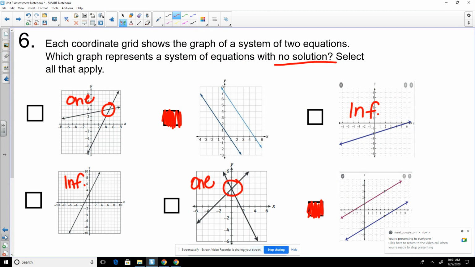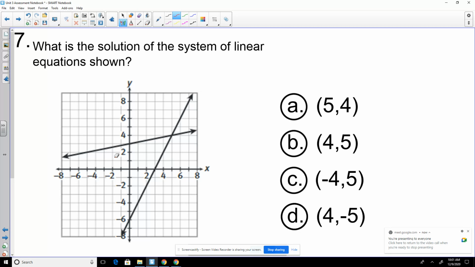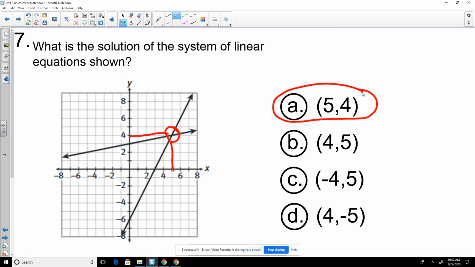Okay, so moving on. Number 7. What is the solution of the system of linear equations shown? So you're given a graph, not the system itself of the equations. You're just given the graph and you're asked, what is the solution? Where do these 2 lines cross and intersect? They cross and intersect at this one point, which is 5, where x is 5, and 4, where y is 4. So that would be A, where x is 5, y is 4. They intersect at this one point, (5, 4).